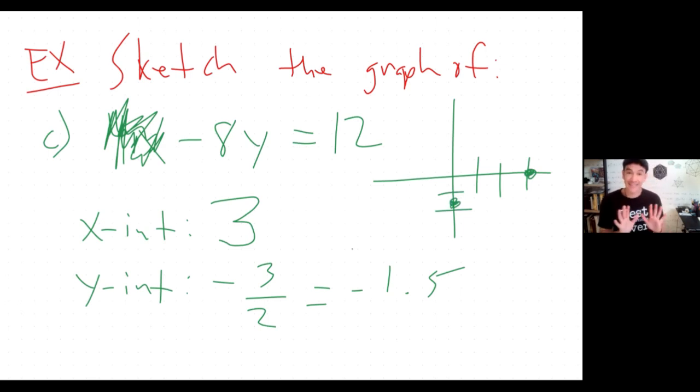So if you're given standard form, and you want to graph, use the cover-up method. Cover the x's to find the y, cover the y to find the x. You'll get your 2 intercepts, then you can plot the 2 points and connect the dots.